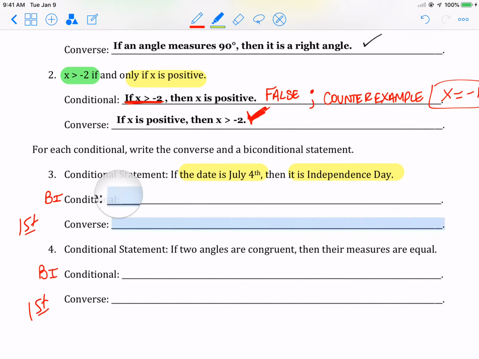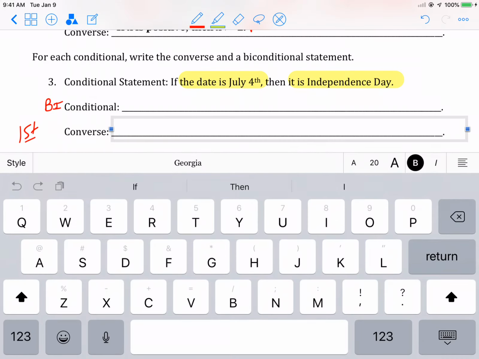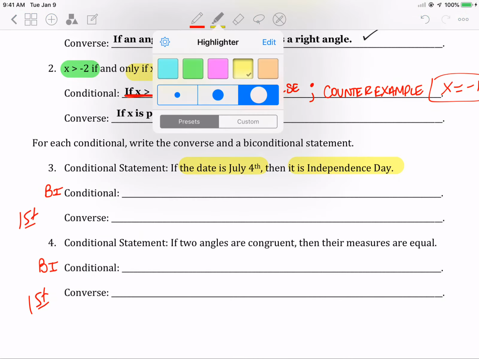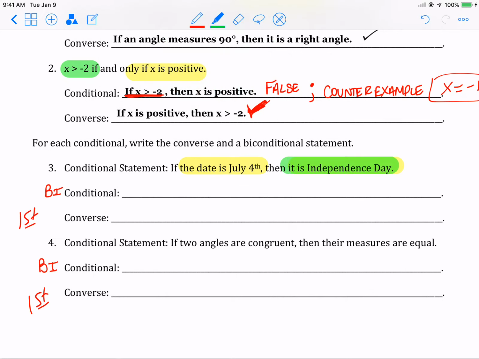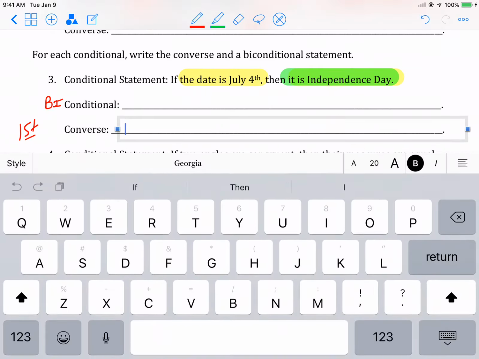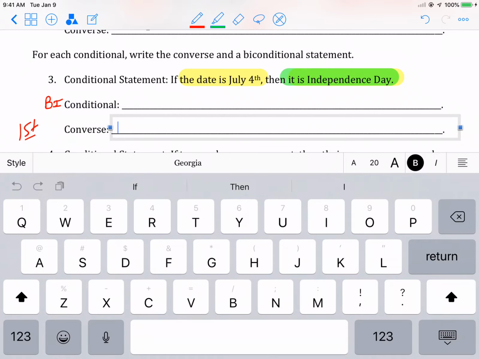So let's create our converse first, because again, that's got to be a true statement, because that's the only way our biconditional works. So I want to take that, it is Independence Day. Sorry guys, I didn't do a different color. That's a bad Mr. Coach. There it is. Okay. Created this nice yellow green there. So we're going to take that yellow green color and write it first in our converse.